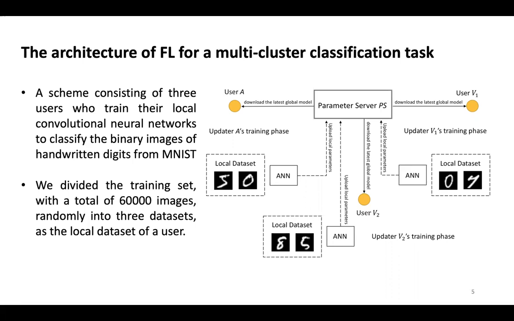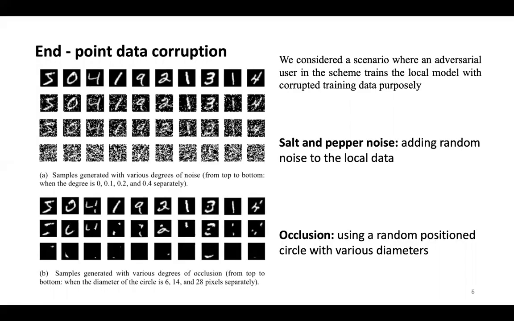For the experiment, we divided the training set with a total of 60,000 images randomly into 3 datasets as the local dataset of a user. To analyze and understand how an endpoint threat will affect the overall performance of the scheme, we adopted 2 methods to generate the corrupted data. First, a method called salt and pepper noise was used for adding random noise to original data. We generated the images with various degrees of noise and studied the relationship between the noise degree and the overall performance of the scheme.